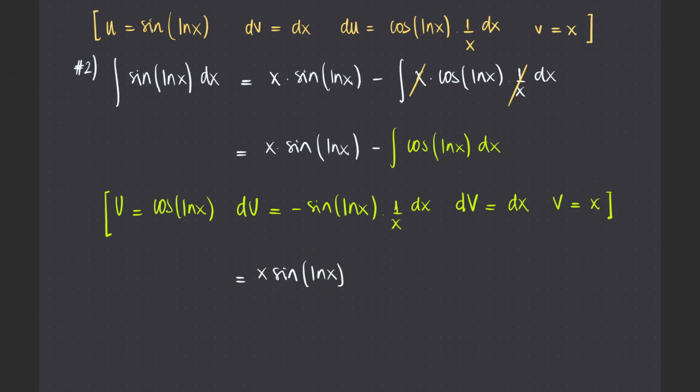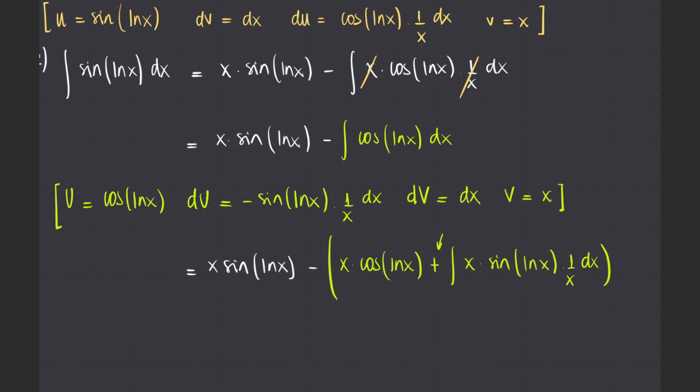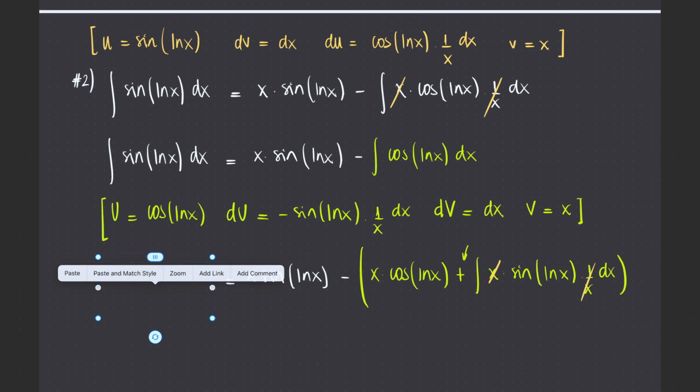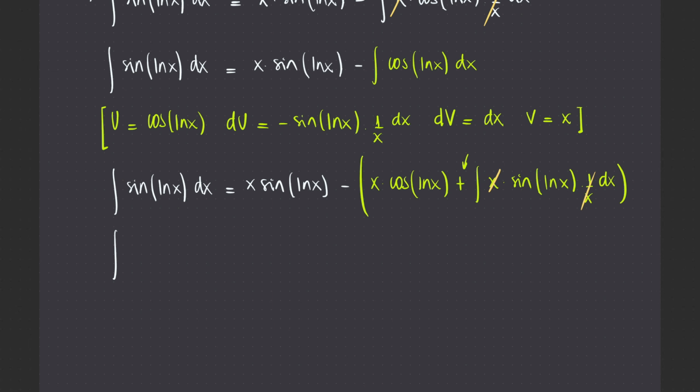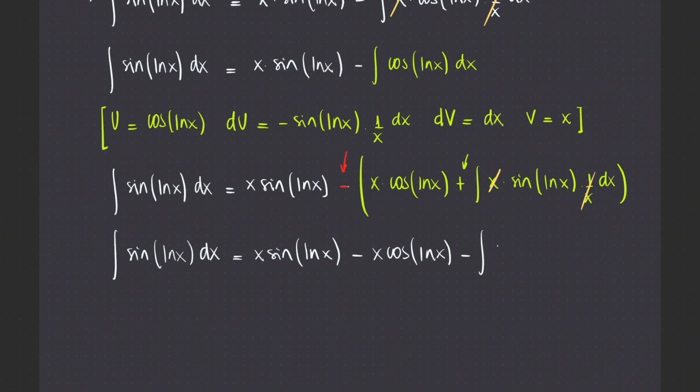So we have x sine of ln of x minus the integral of v, which is x, times du, which is negative. I'm going to change the sign right here. Sine of ln of x times 1 over x dx. And there it is, the same integral that we have on the left hand side over here. Just be careful when you distribute this negative sign over here. So we have minus x cosine of ln of x minus the integral of sine of ln of x dx.